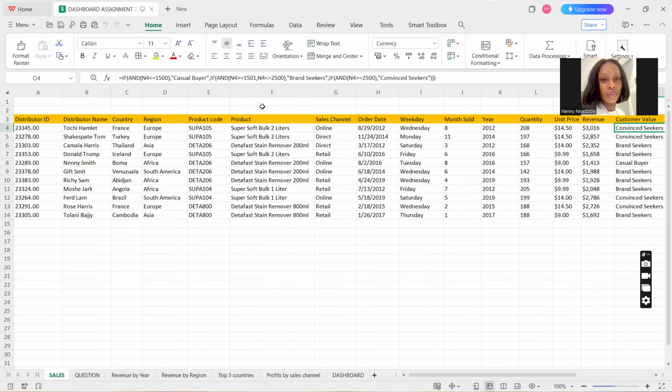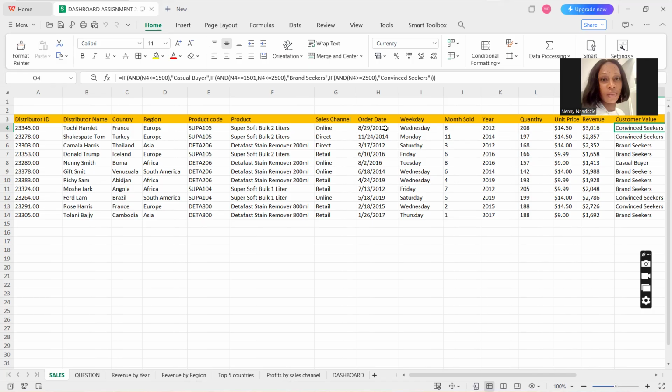This data set is a sales data set. In the data set, it has various columns. As you can see, the first one is distributor ID. The second one is distributor name, country, region, product codes, the product being delivered or ordered, and the sales channel. There are three sales channels here. You have the online, you have the direct, and you have the retail.